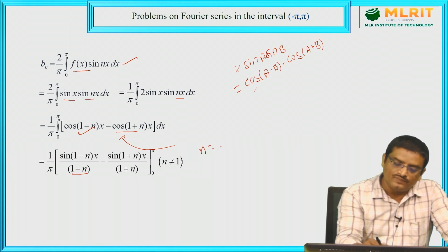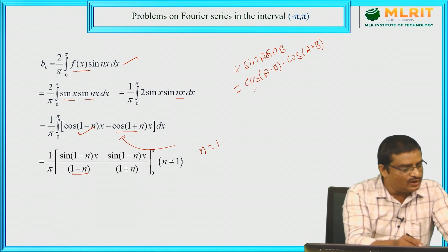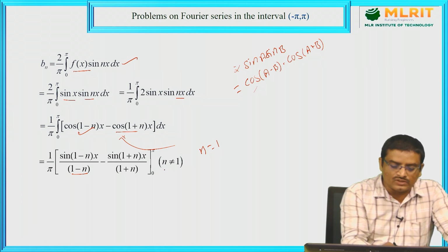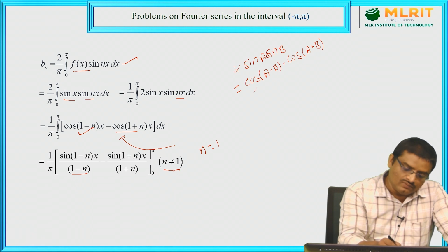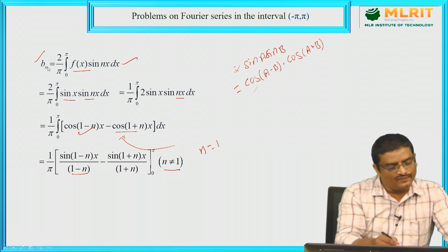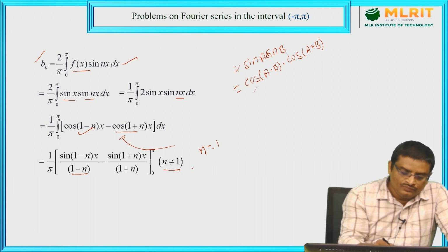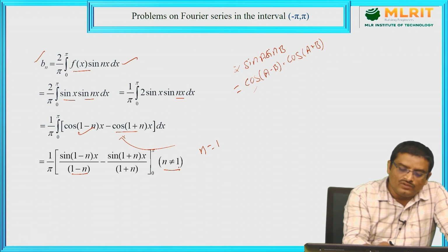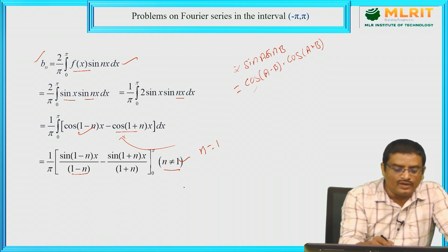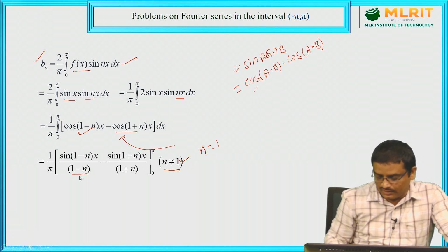Since the denominator is in the form of 1 minus n, n takes the values from 1 to infinity. Whenever we take n is equal to 1, the denominator becomes 0. Whenever we have this type of situation, while you are finding that a naught value or an value or bn value, first we have to exclude n is equal to 1, and by excluding that, we will find out the bn value. After that, let us consider n is equal to 1 and find out the b1 value. So now I am considering n not equal to 1, because then only the denominator is not equal to 0.